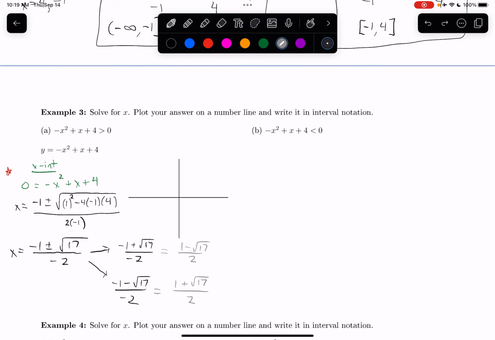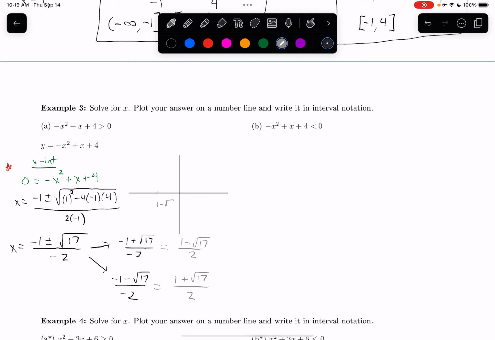So when I plot these, let me put a tick mark at 1 minus root 17 over 2. Let me put a tick mark over here at 1 plus root 17 over 2. One of the ways that I know that this one is actually going to be a negative number rather than a positive number is because I know root 17 is bigger than root 16, and root 16 is 4. And on the flip side, root 17 is smaller than root 25, which is 5. So root 17 is like 4 point something. So 1 minus 4 point something is giving me a negative numerator, and that makes that fraction negative.